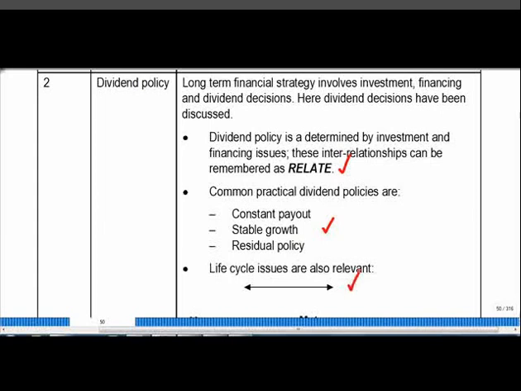Get used to thinking about life cycle issues as well. Finally, even though dividend irrelevancy theory is not particularly useful in reality, make sure that you're comfortable commenting on it in the real exam. And that completes the debrief to this chapter.